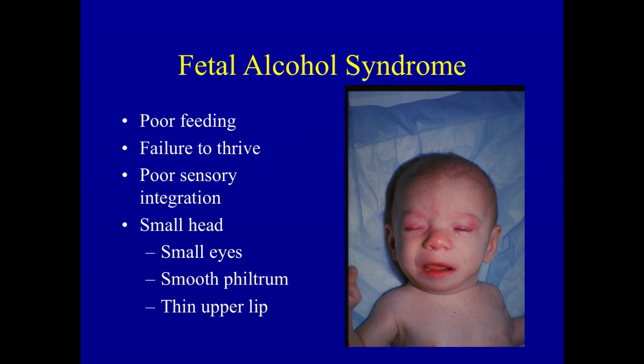This is a picture of a little guy that I took care of when I was a resident, and you can see that he has clear evidence that he looks different. His eyes are smaller than average. He has that smooth philtrum and thin upper lip that we associate with fetal alcohol syndrome. But he was a baby that was admitted to the hospital because of failure to thrive.